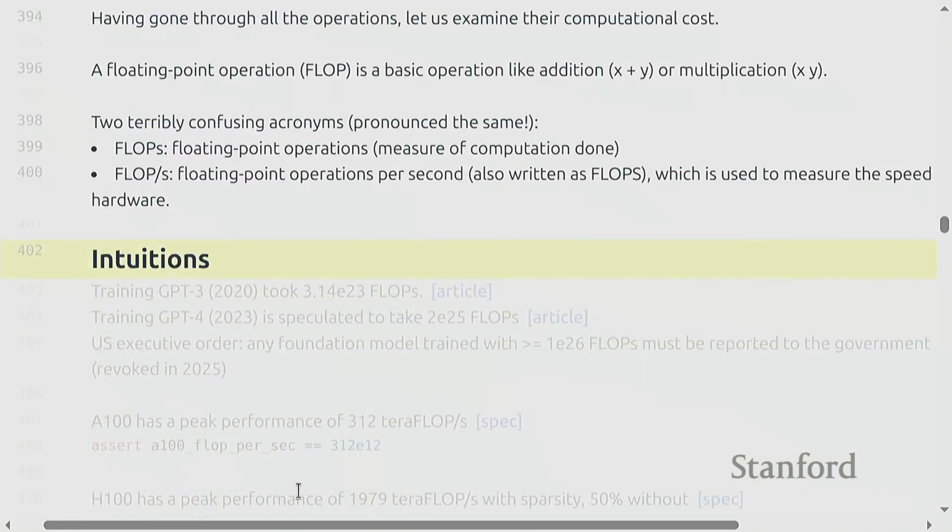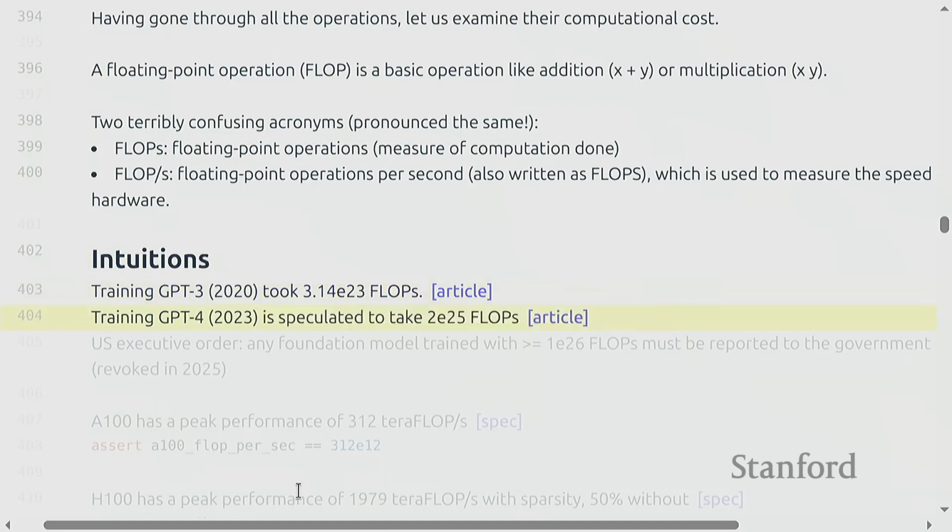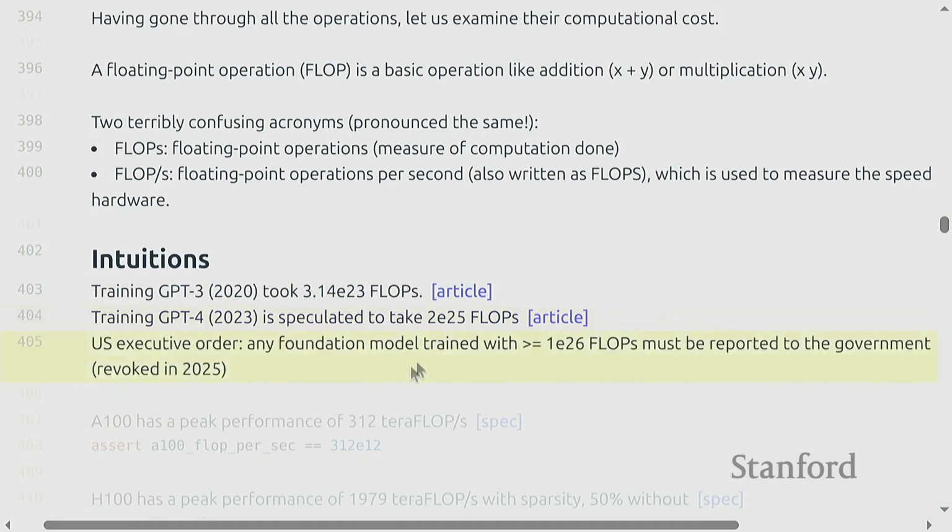Okay, so just to give you some intuition about flops, GPT-3 took about 3E23 flops. GPT-4 was 2E25 flops, speculation. And there was a US executive order that any foundation model with over 1E26 flops had to be reported to the government, which now has been revoked. But the EU still has something that hasn't been revoked, the EU AI Act, which is 1E25.